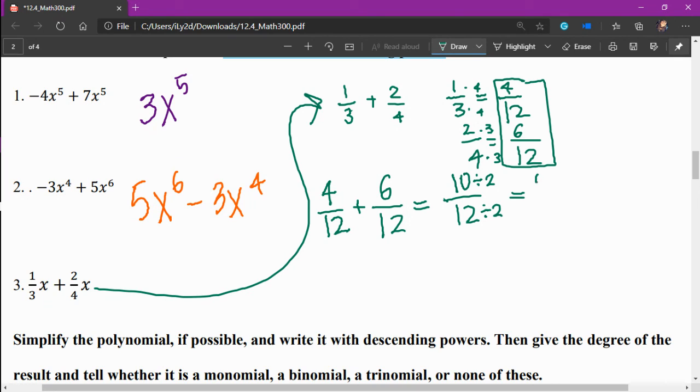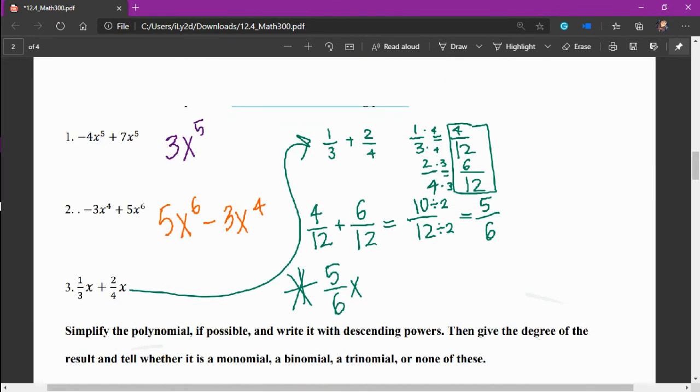So 10 divided by 2 is 5, and 12 divided by 2 is 6. Now, that's the coefficient of my answer, right? Here's my answer. The coefficient of my answer is 5/6, keep and keep. That makes sense? Hopefully. Okay, so give me one second to be back, and I can't really zoom out of this. Oh, hold on. Turn this off. There we go. Now I can touch the screen.